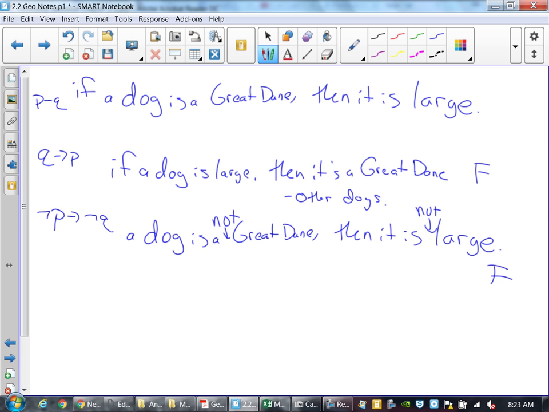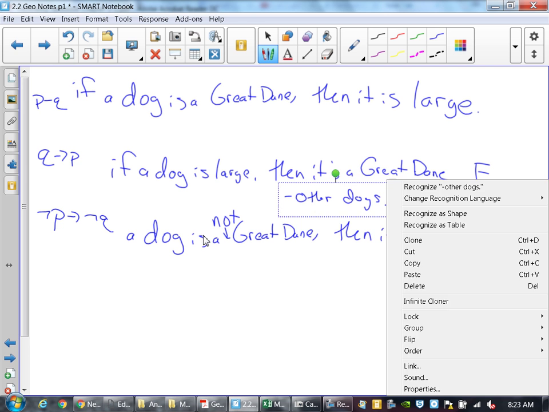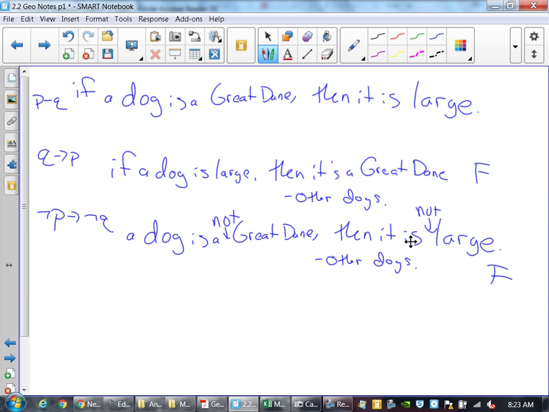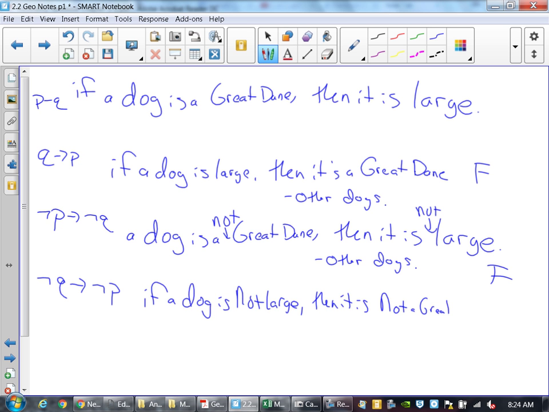Can I use the same counterexample? And then not Q implies not P. If a dog is not large, then it is not a Great Dane. Wait, it could be a midget dog.